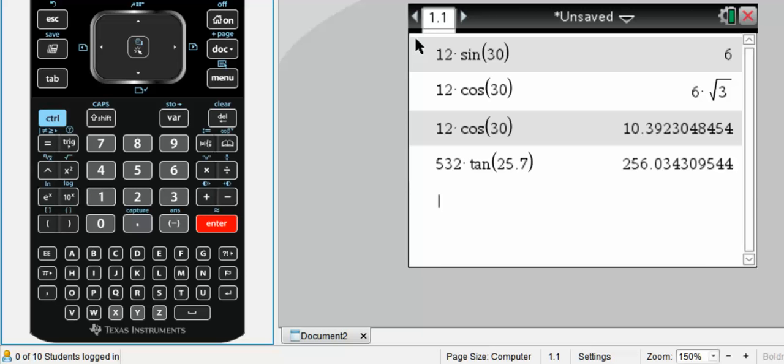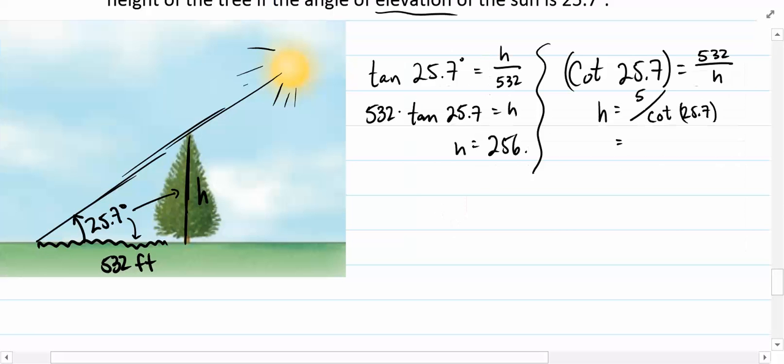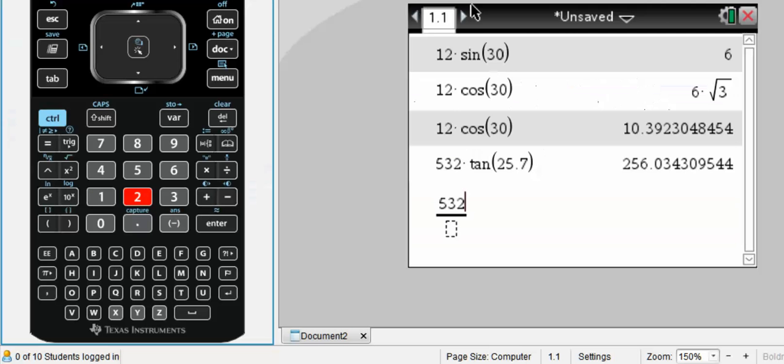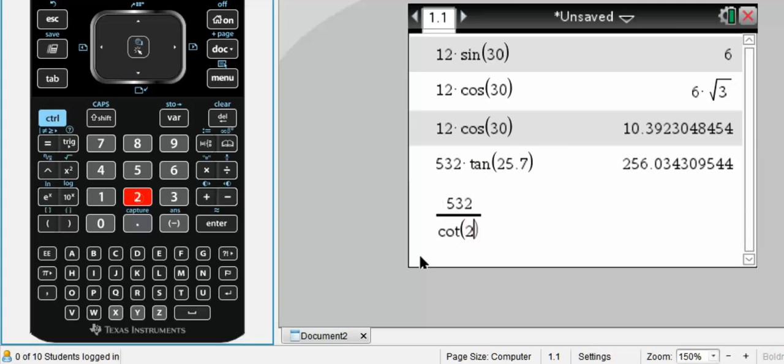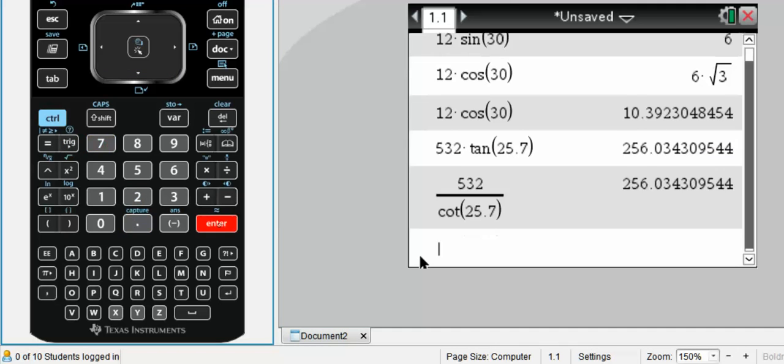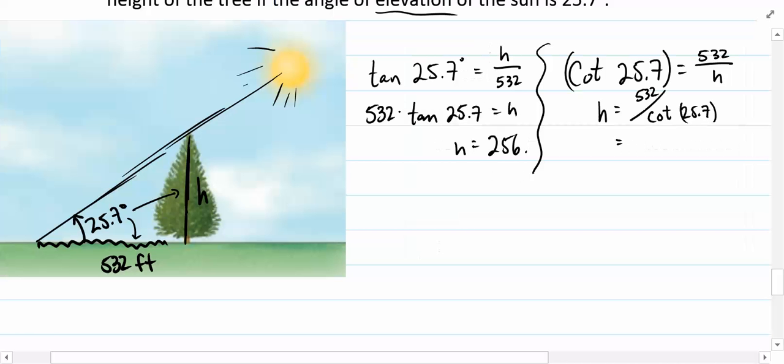So if I have a fraction 532, let me go back to this. I forgot to write that down. 532 divided by the cotangent of 25.7. That result comes out to be the exact same thing, 256 feet. Height is equal to 256 feet. Either approach would be perfectly fine.